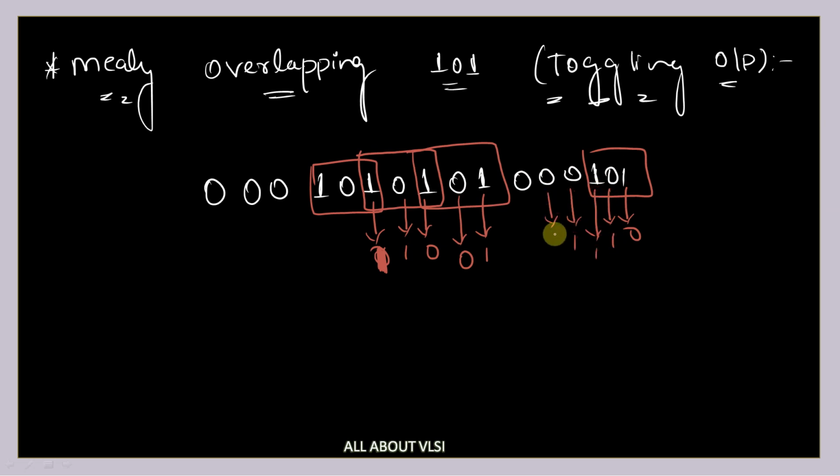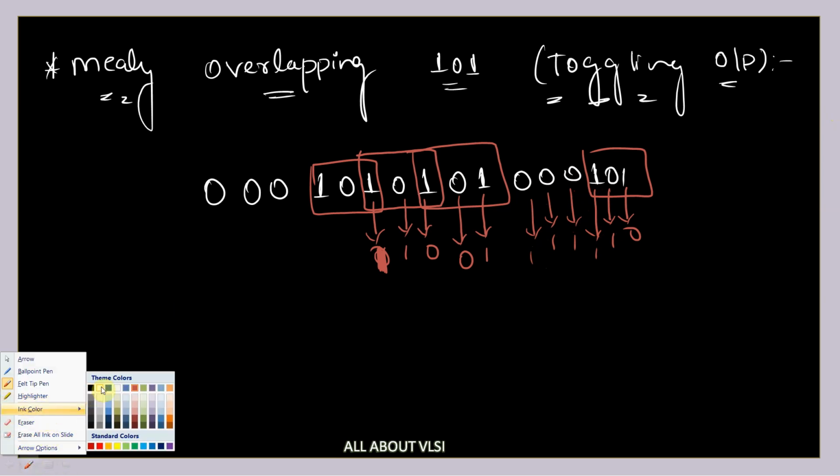This is our requirement. We need to design a Mealy overlapping 101 with toggling output. We need to design a state diagram. So let's see how to design this.